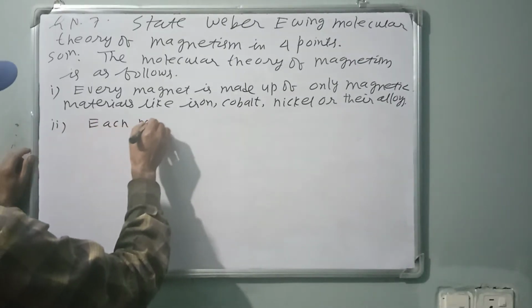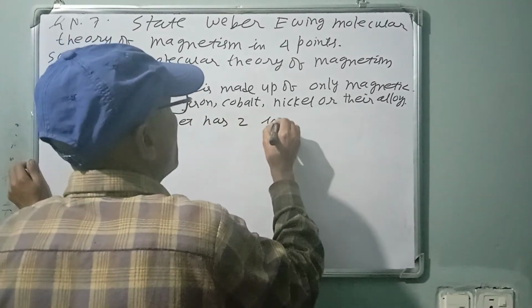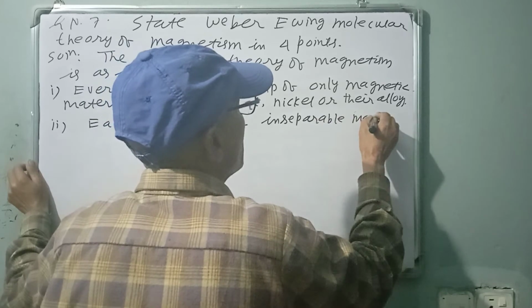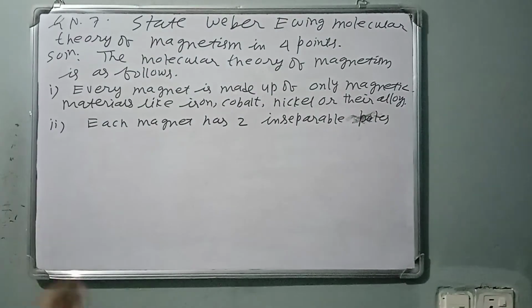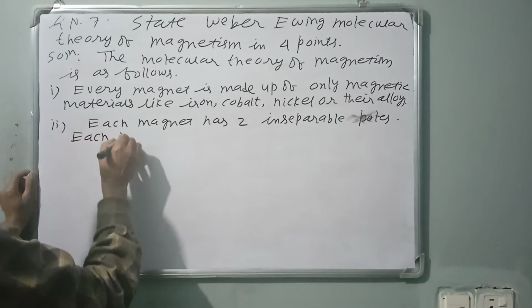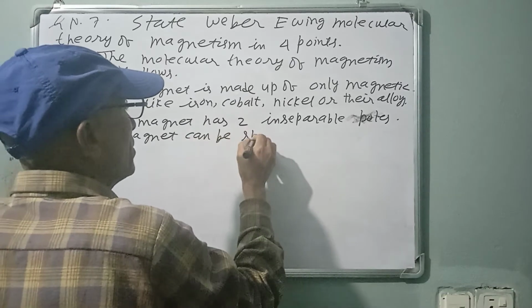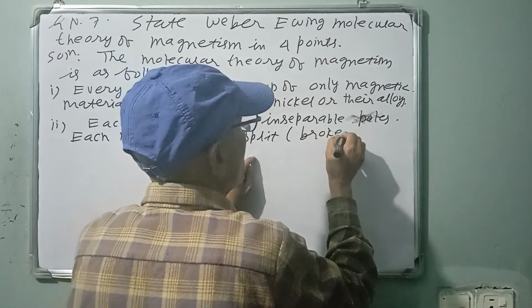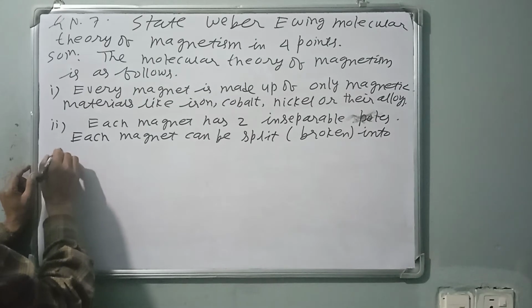Each magnet has two inseparable poles. Each magnet has two inseparable poles, and each magnet can be split. If you forgot the word split, you can write broken into magnetic molecules.